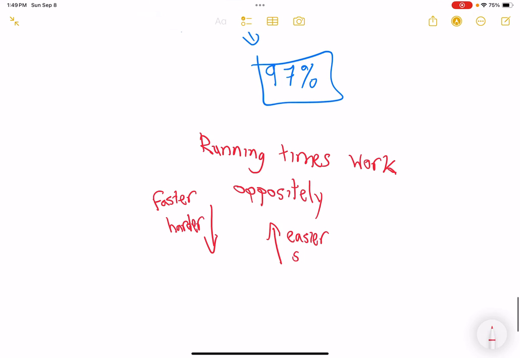Oh goodness. Got a bit of a freeze here.